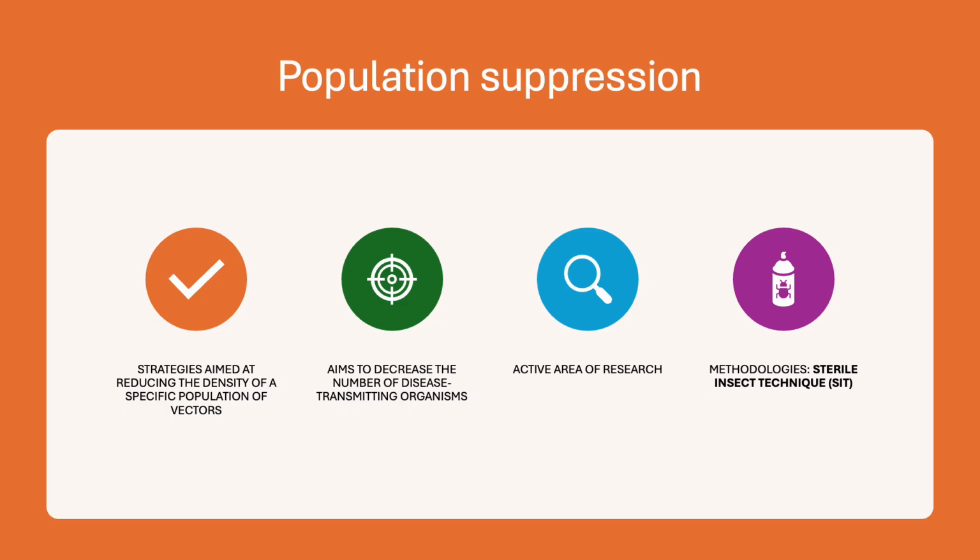Population suppression is the employment of strategies aimed at reducing the density of a specific population of vectors. It aims to decrease the number of disease-transmitting organisms, and it's an active area of research. Methodologies in which population suppression occur is through something known as sterile insect technique or SIT.